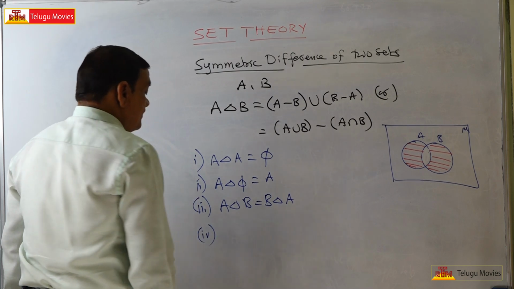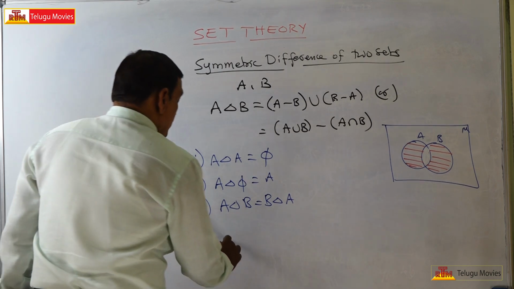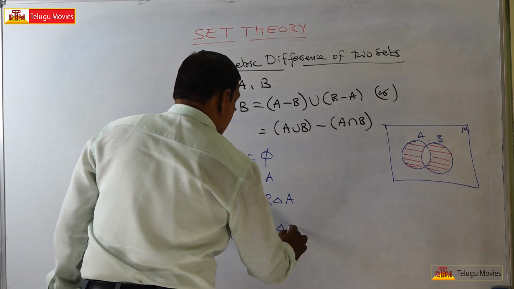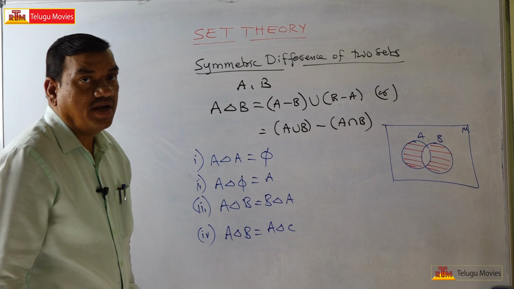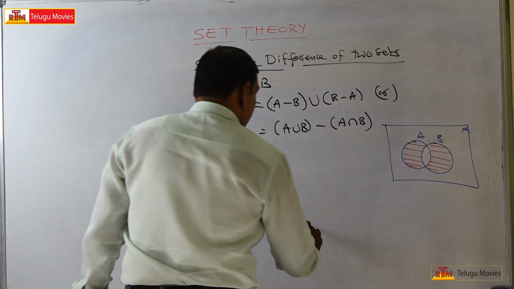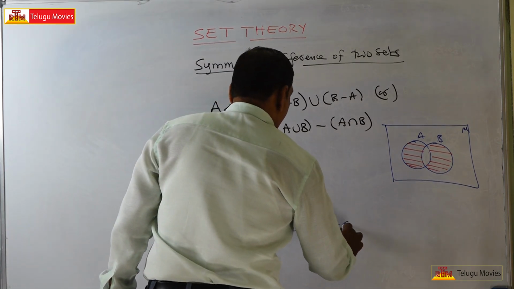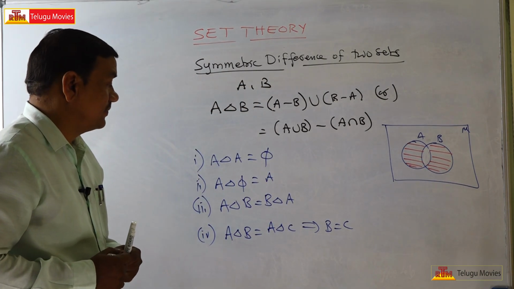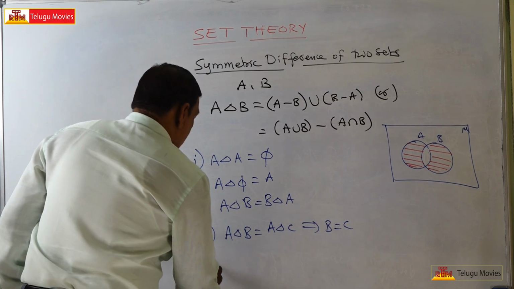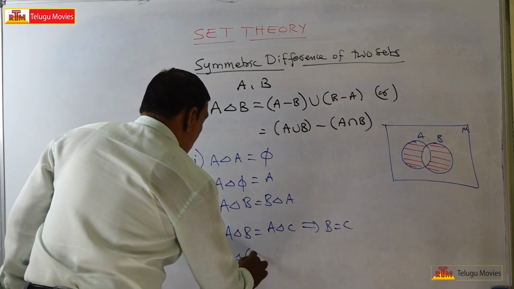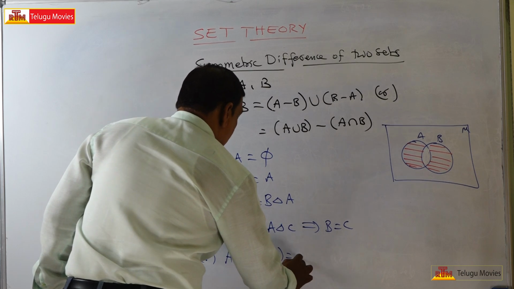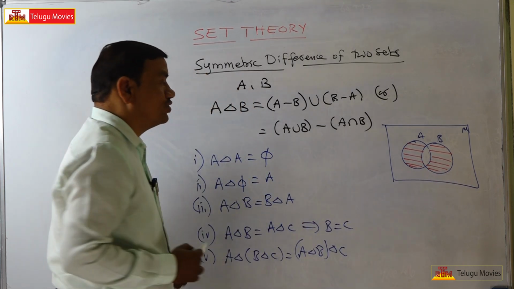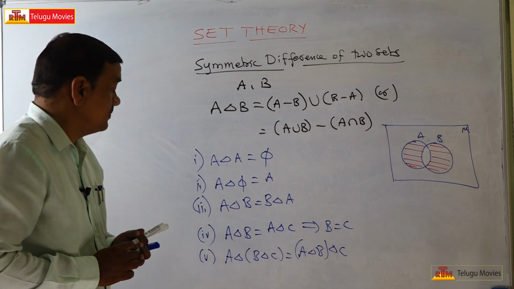Fourth one is, if A delta B is equal to A delta C, then we can conclude that B is equal to C. We can conclude that B is equal to C. Next one is A delta B delta C is the same as A delta B delta C, grouped either way. That is, the associative property is satisfied.